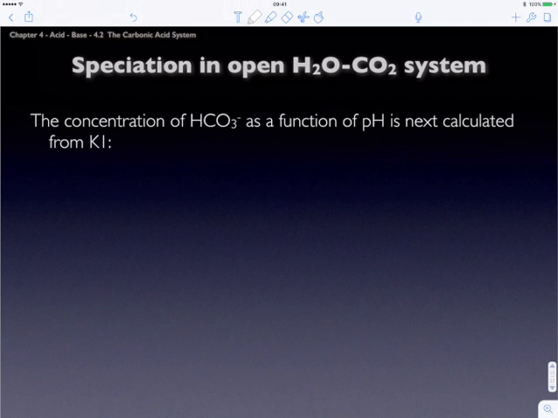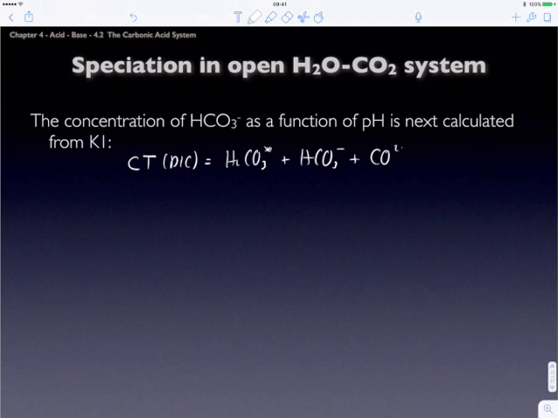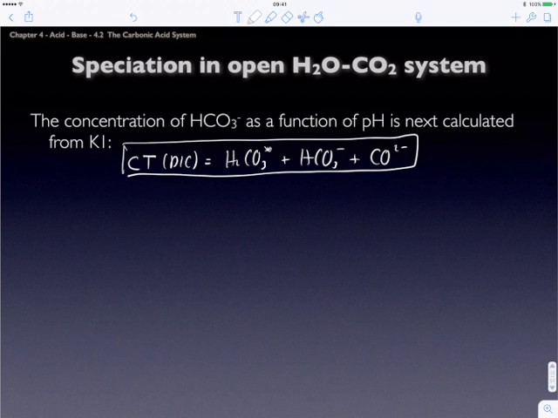When we're dealing with the concentration of HCO3, what we're going to do now is rewrite all the different equilibria. The total amount of dissolved inorganic carbon, you can write that as DIC, will be equal to the amount of H2CO3 plus bicarbonate plus carbonate. So you need to express each of those elements, 1, 2, 3.